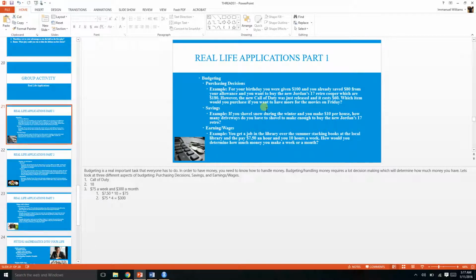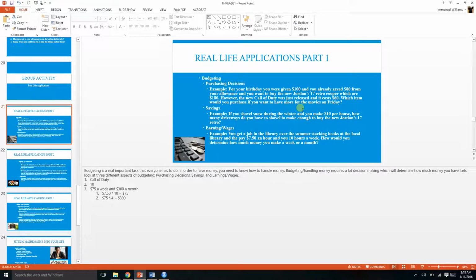And within each group, each mentor is supposed to facilitate the discussion such that the student understands the mathematics behind this actual situation. So, say for example, if you shovel during the winter and you make $10 per hour, how many driveways do you have to shovel to make enough to buy the Jordan 17 Retro?